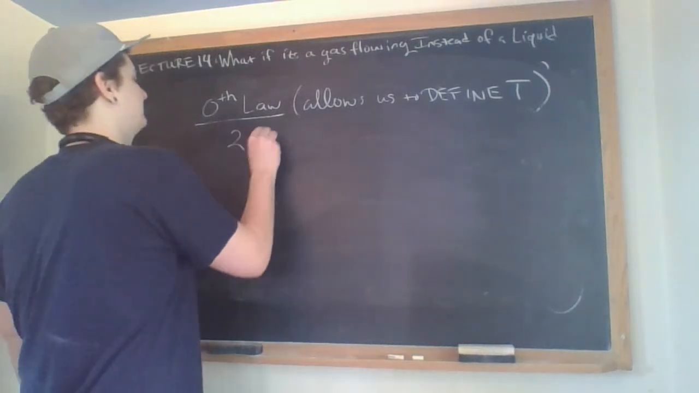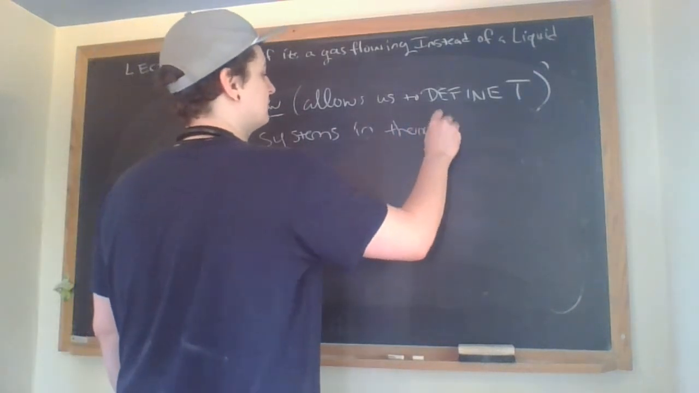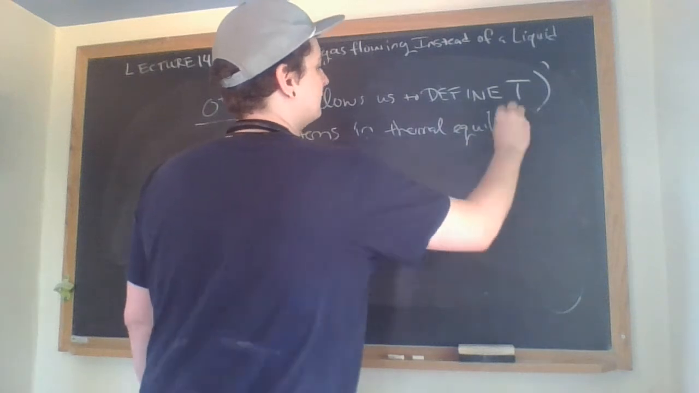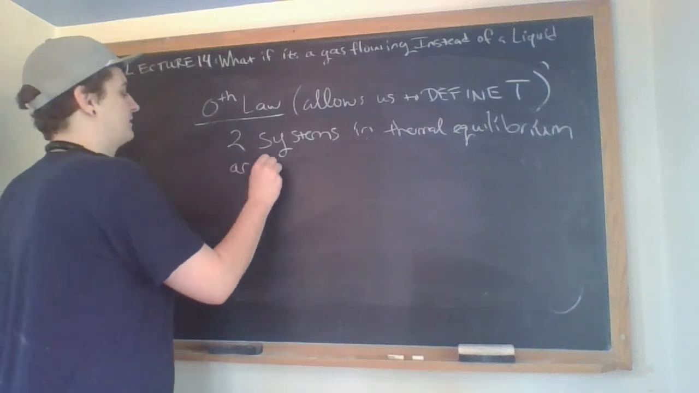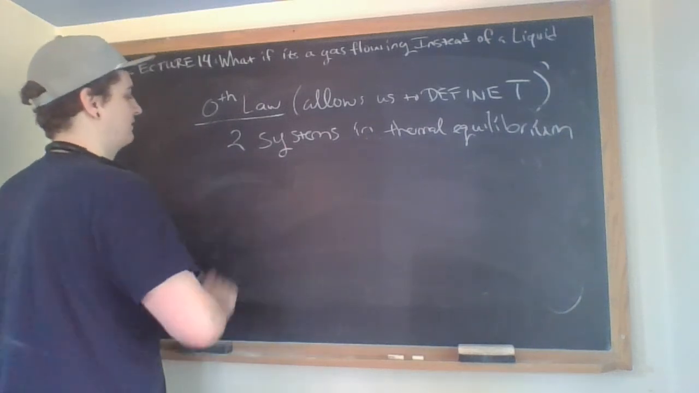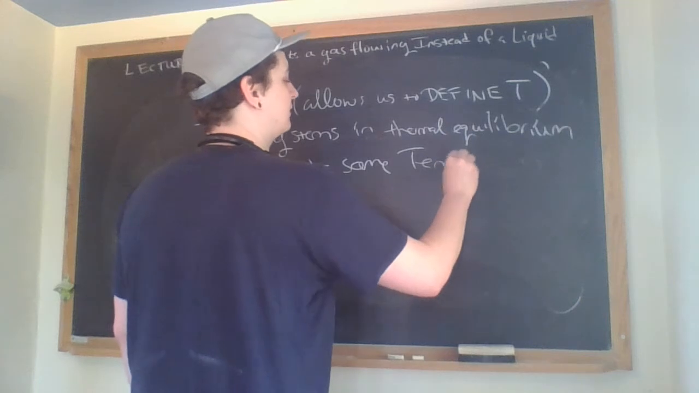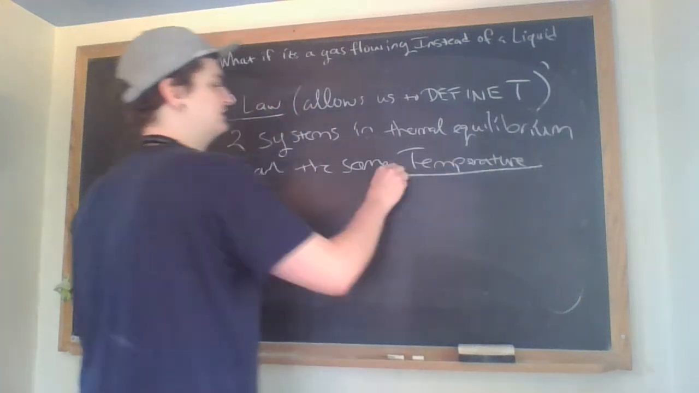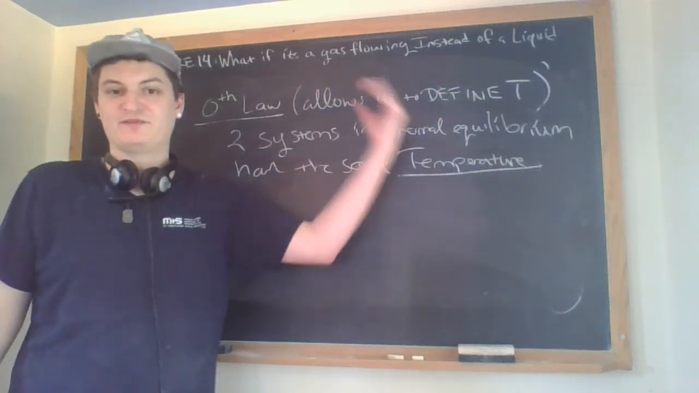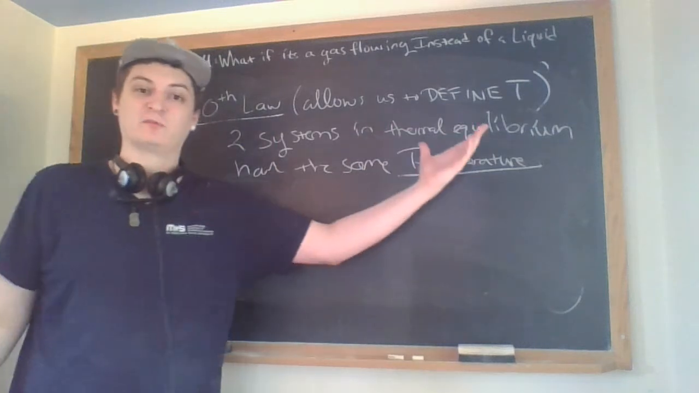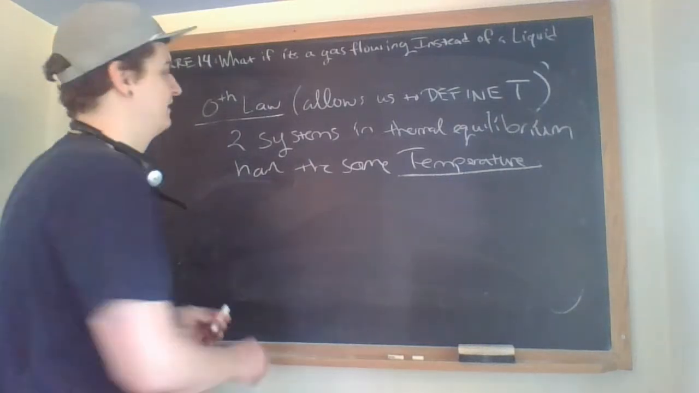And all it says is two systems in thermal equilibrium have the same temperature. So the 0th law is usually forgotten, no one really cares about it, you only care about the first and second, but the 0th law is allowing you to define a temperature. It's saying if two systems are in thermal equilibrium, then they have this thing called a temperature, that they are the same thing. Okay?